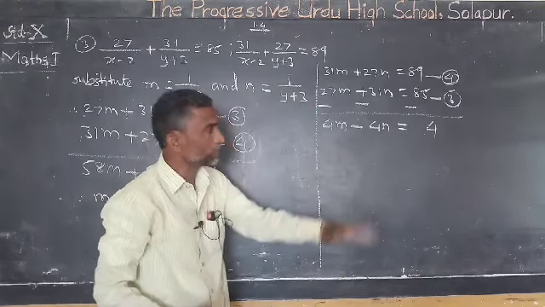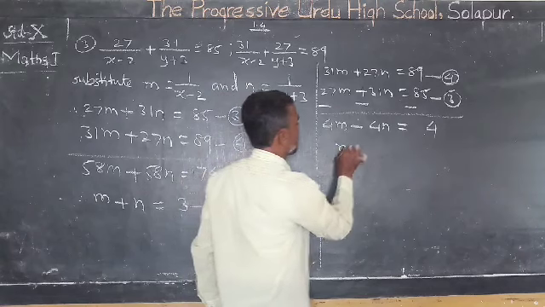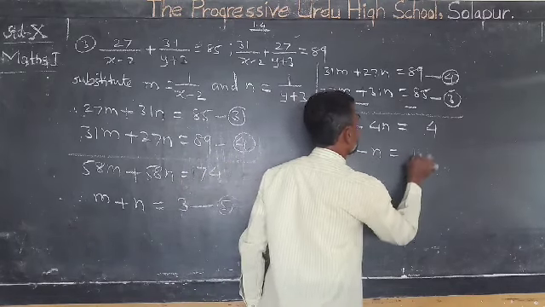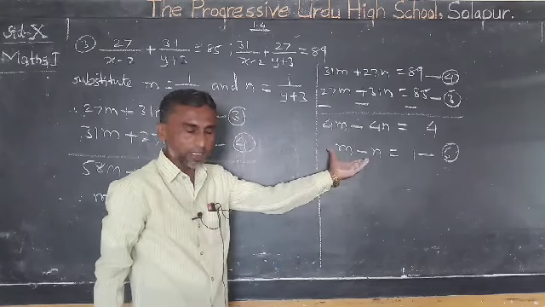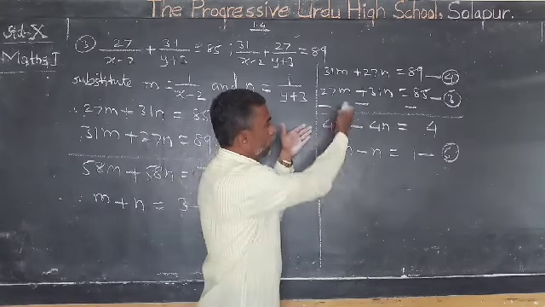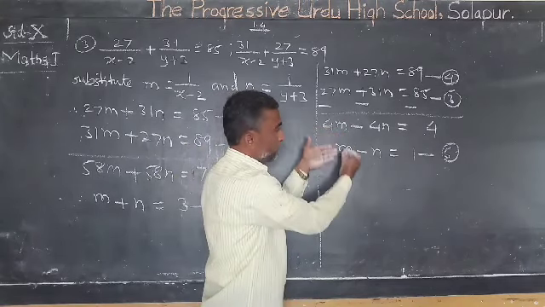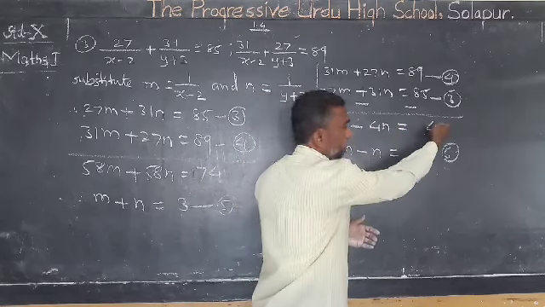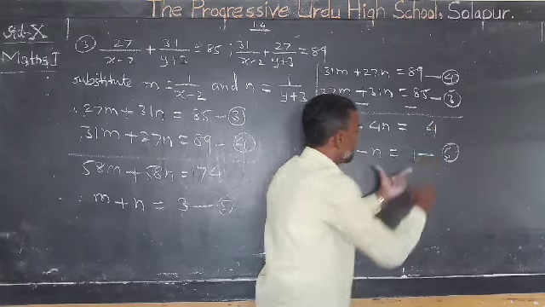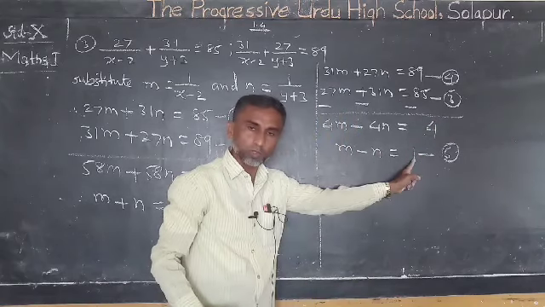Now, divide each term of the equation by 4. Therefore, m minus n is equal to 1. Equation number 6. How did we get this? Divide each term by 4. The 4 will divide, m will remain as it is, minus, 4 will divide, n will remain. Divide the right side also by 4. 4 ones are 4. You will get m minus n is equal to 1.